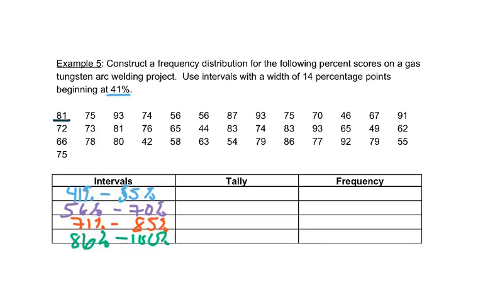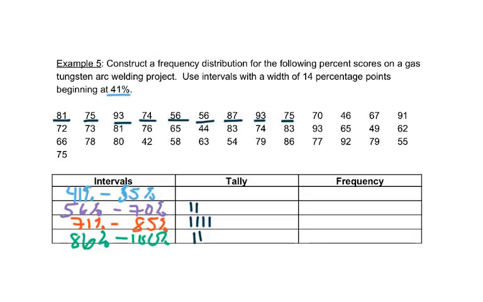So here 81 would be in this group, 75 would be in this group, 93 would be in the bottom group, 74 would be in the third group, 56 would be in the second group, 56 would be in the second group, 87 would be in the third group, 93 would be in the bottom group, 75 would be in the third group. And I just want to make a point here.